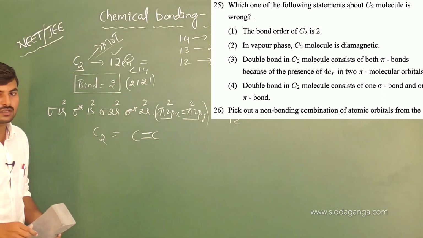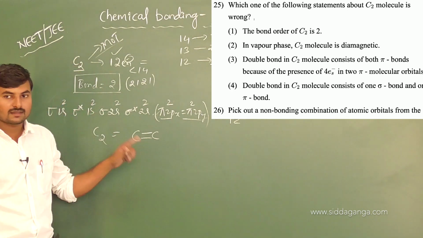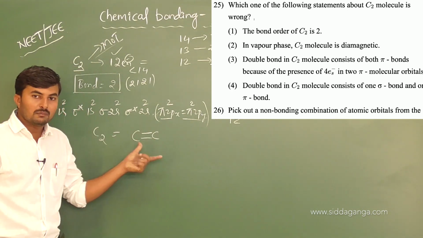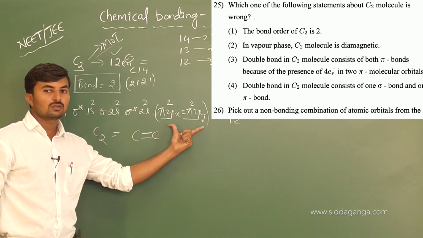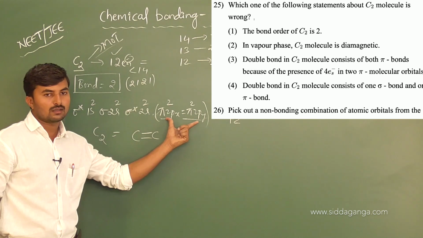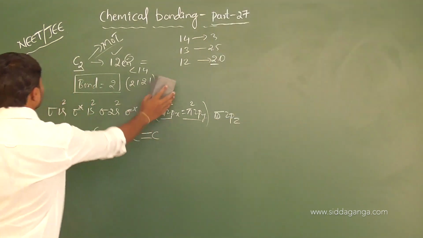Okay, which is the correct option here? Option third. Double bond in a C2 molecule consists of only pi bonds because of the presence of 4 electrons in the 2 pi molecular orbital. That is why the third option will be the correct option. Okay, next.